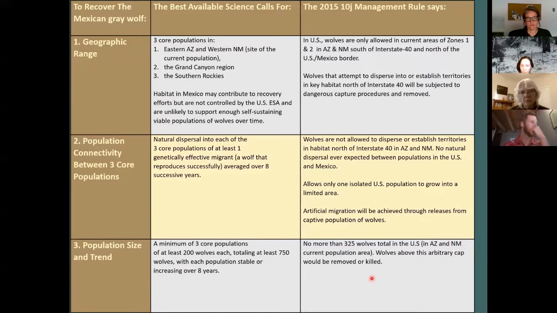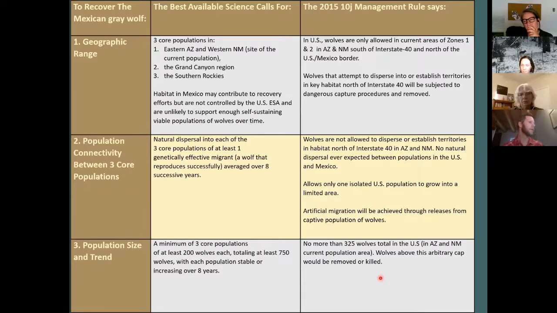But the 10J management rule placed a cap on the Mexican wolf population at 325 wolves in the US. So they wrote it into the rule saying basically this is a population objective of 300 to 325, but it is interpreted as an actual population cap because they give themselves all management tools available to remove wolves once they reach 325.